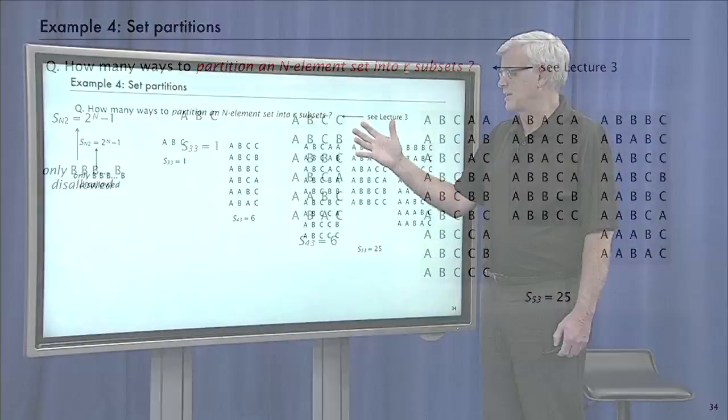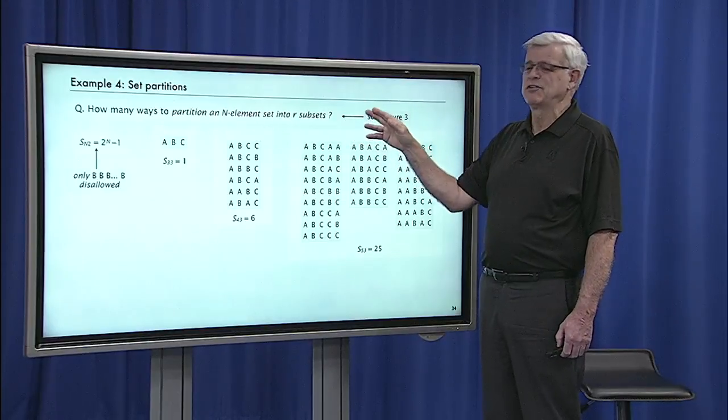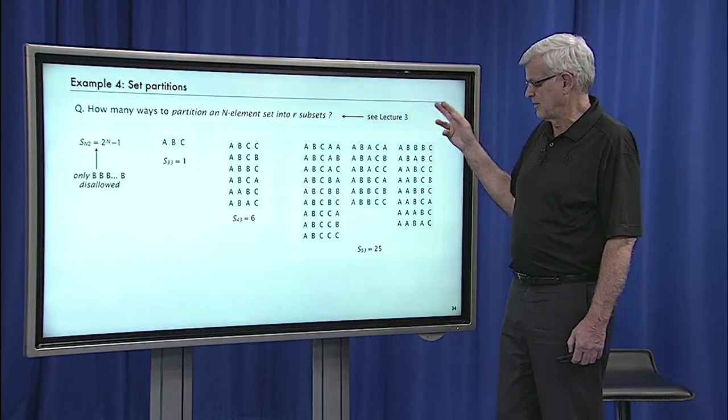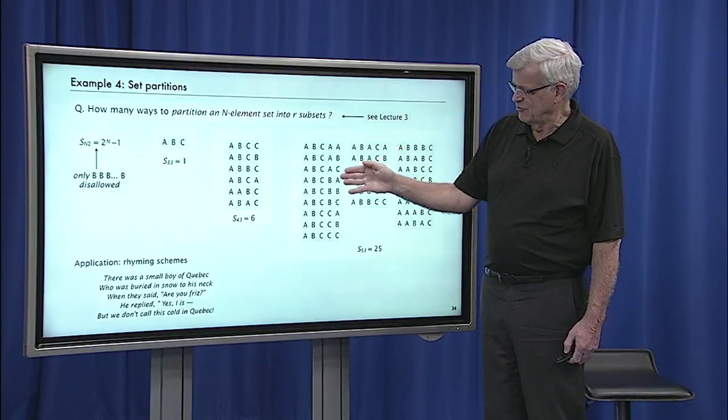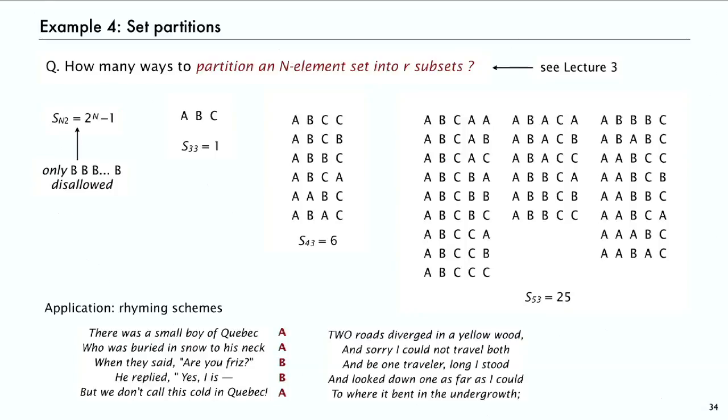And final example that we looked at is set partitions. How many ways are there to partition an n-element set into R subsets? And we talked about this one in lecture 3. And this is the one that the application is rhyming schemes. How many ways are there to rhyme a poem? So you start by putting the first line in set A, and anybody that rhymes with that goes into set A. And the first one that doesn't rhyme goes into set B, and so forth. And so there's a correspondence between partitioning an n-element set in R subsets and different rhyming schemes. And there's many other applications of this.